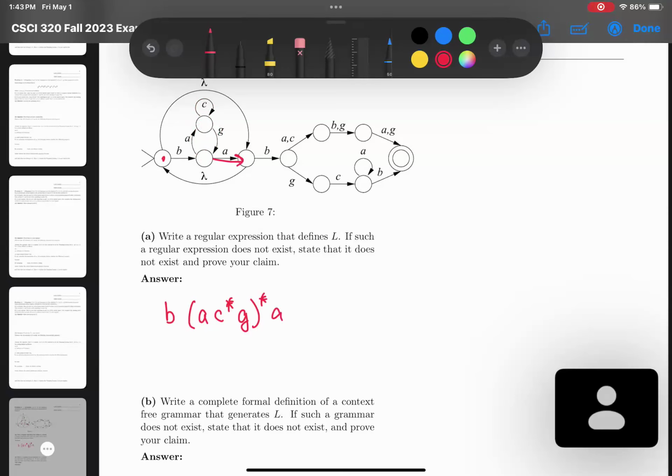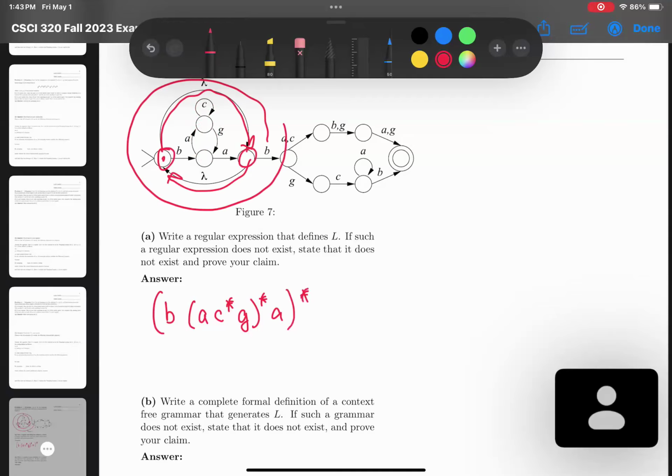Now, something to mention is that there are two lambda transitions, one forward, one backwards. That also signifies that this whole thing here, between this state and this state, is also looping. So that's also in a Kleene star, this one. Okay, so 3 Kleene stars involved in this part of the automaton.